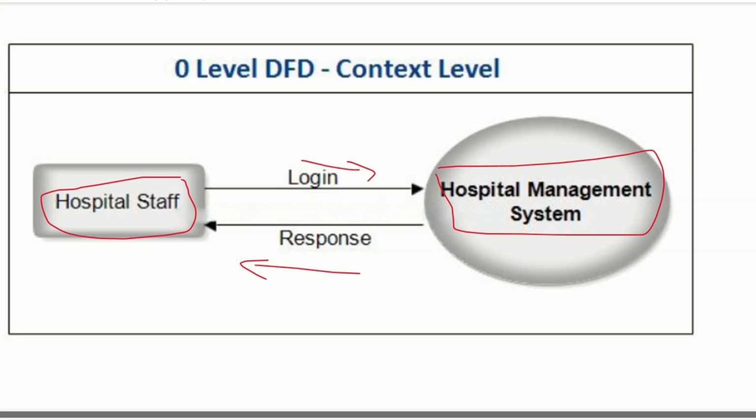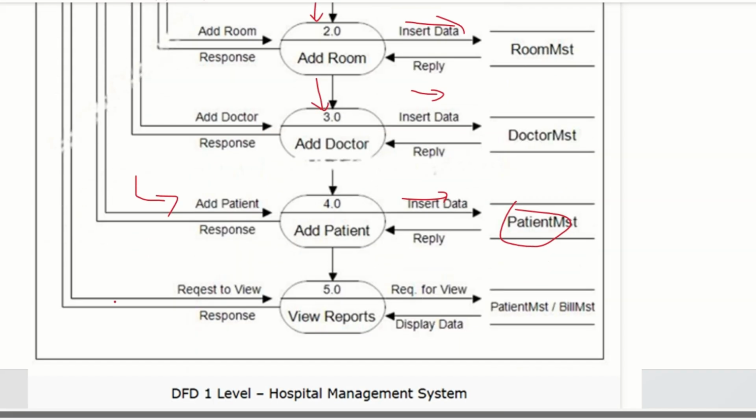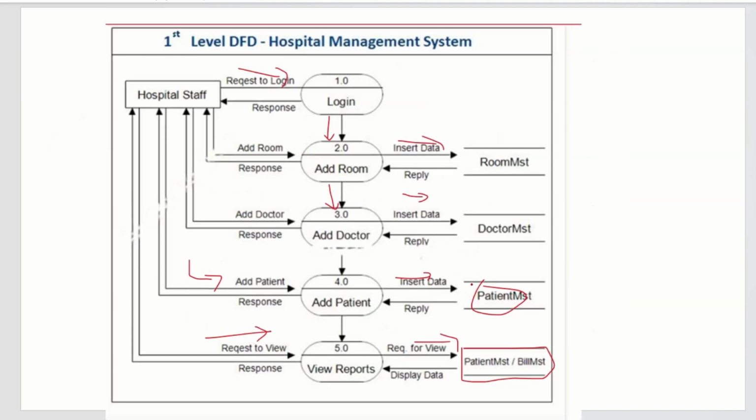Next, what the hospital staff has been given, what priorities they have, what requests, what features they have. Okay, first they will log into the system. They can add the room. They can insert the data into the room MST. They can add the doctor, and add the doctor's data into the doctor's MST. They can add the patient, and insert the patient data into the patient MST, and they can request to view the reports of all these things, the patient MST, the bill MST, and all the things.